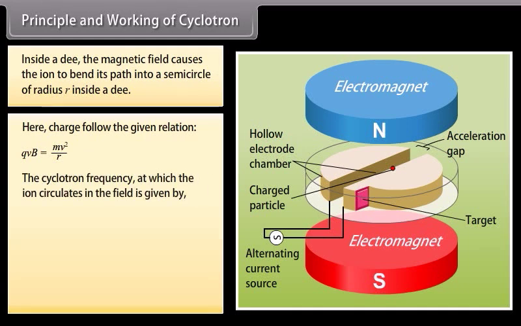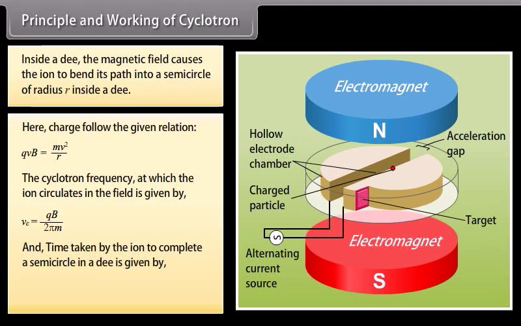The cyclotron frequency at which the ions circulate in the field is given by QB divided by 2 pi m. And the time taken by the ion to complete a semicircle in a D is given by pi m divided by QB. At resonance condition, the ion arrives between the Ds exactly in time to be repeatedly accelerated and gains energy. This energy gain does not affect the resonance condition except increasing the orbit size.